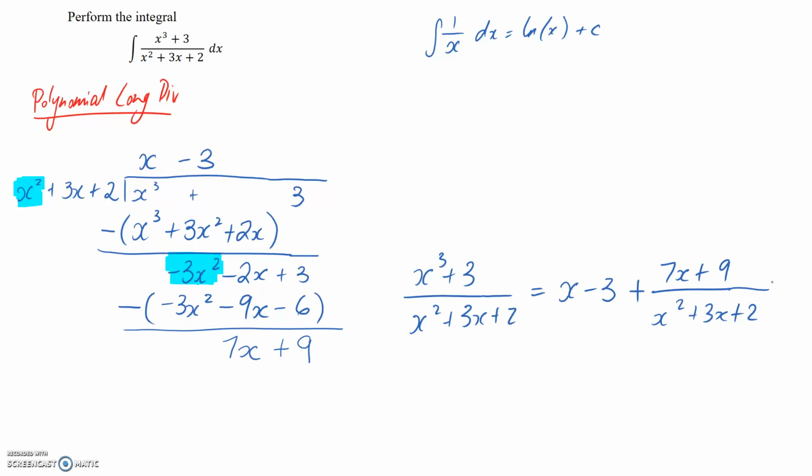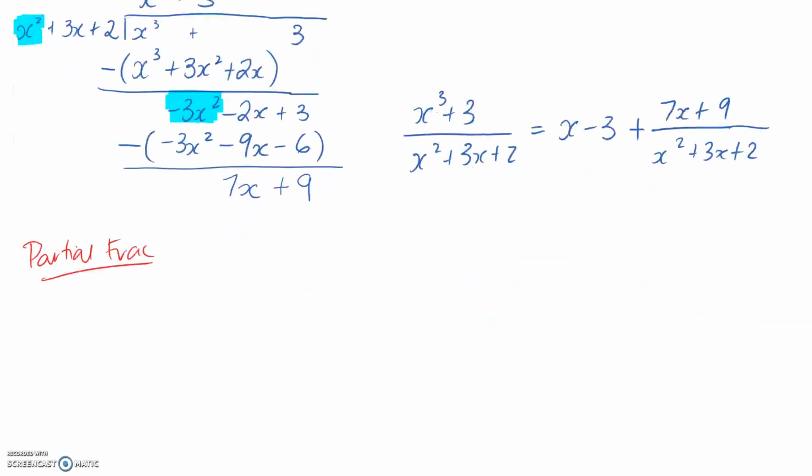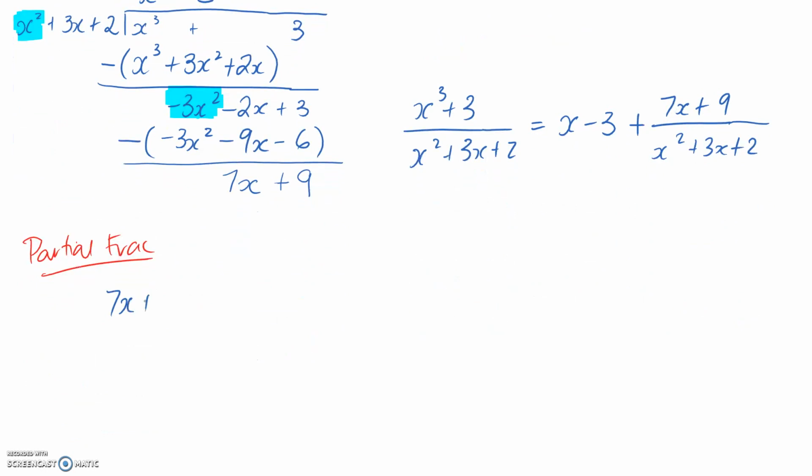And now we should be able to do partial fractions on this part because the degree of the top line is smaller than the degree of the bottom line. So that's going to be my next step. So partial fractions. Let's just take out this piece that needs the partial fractions performed on it. So we've got 7x plus 9 over x squared plus 3x plus 2.